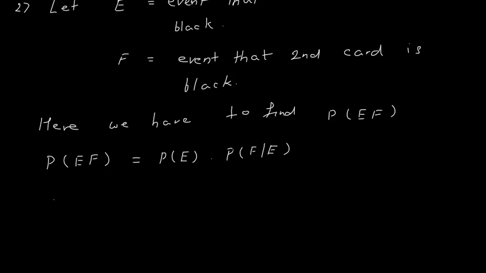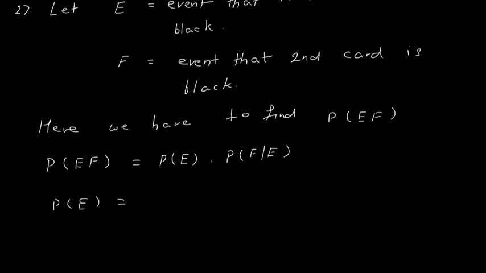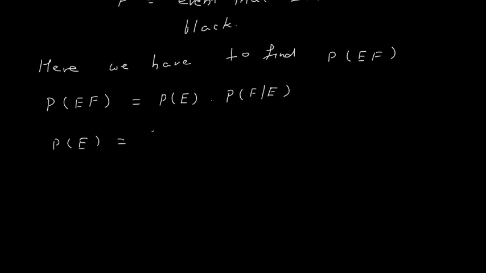Now probability of E means the first card drawn is black. So out of 52 cards, there are 26 black cards. So it is 26 upon 52, which is 1 upon 2. And probability of F when I know event E already happened means the second card is black when I know that the first card is black. So as I know the first card is black, out of 26, one card is already gone. So 25 black cards are remaining and the total number of cards remaining is 51. Okay, so F by E is 25 upon 51.